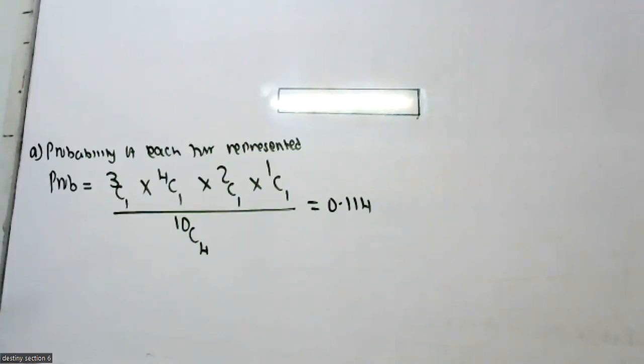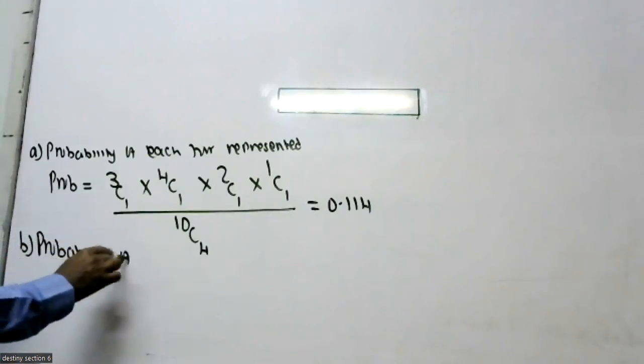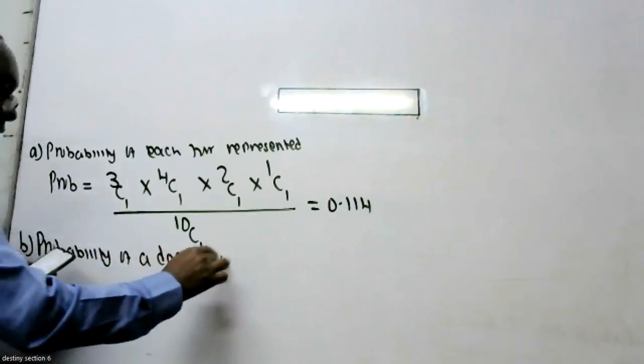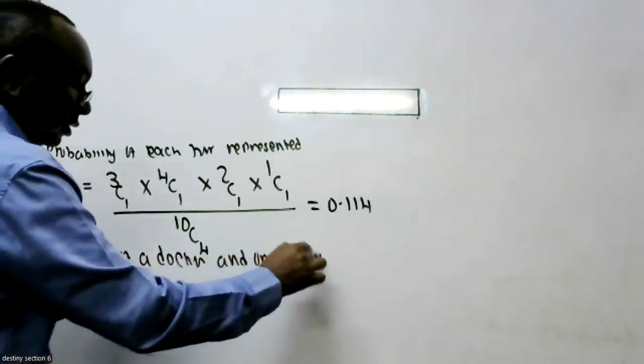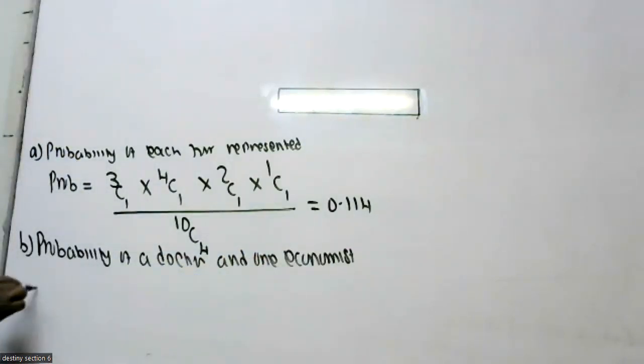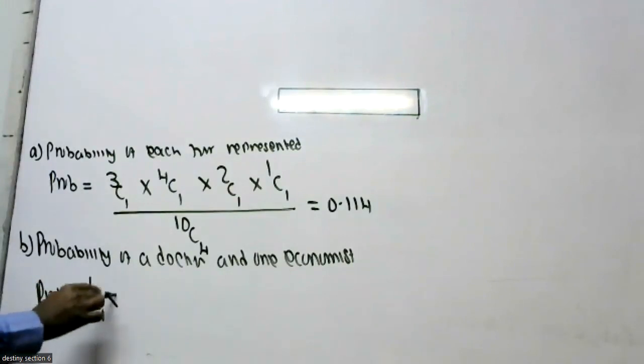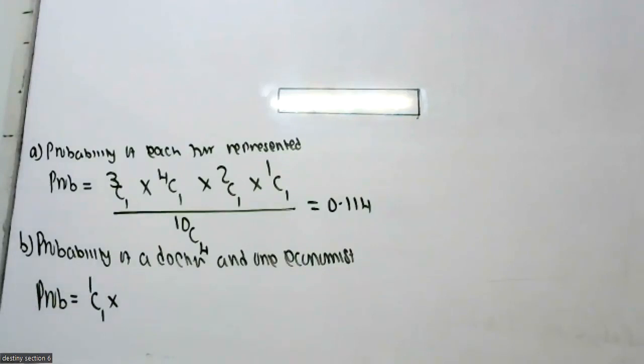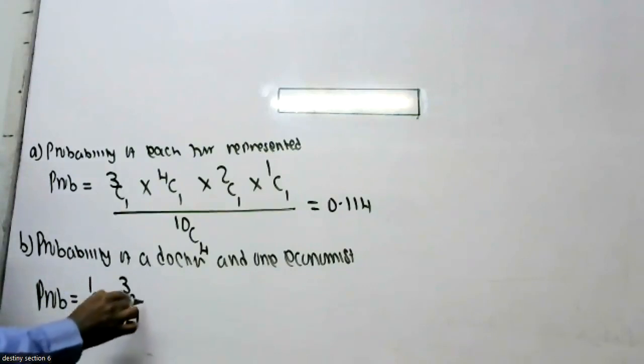The next one is, what is the probability that the committee will consist of the doctor and at least one economist? Probability of a doctor and one economist. So this one, we have how many doctors? Just one, eh? So one doctor, choose one. And one economist. Economists, there are three, eh? So from the three, you choose one.